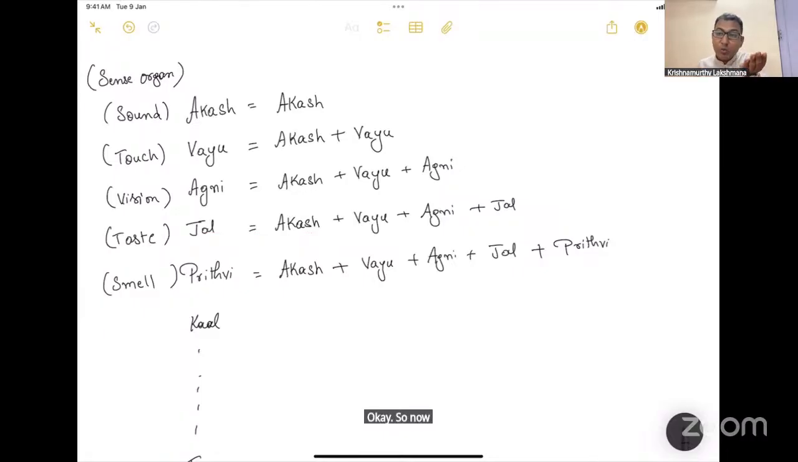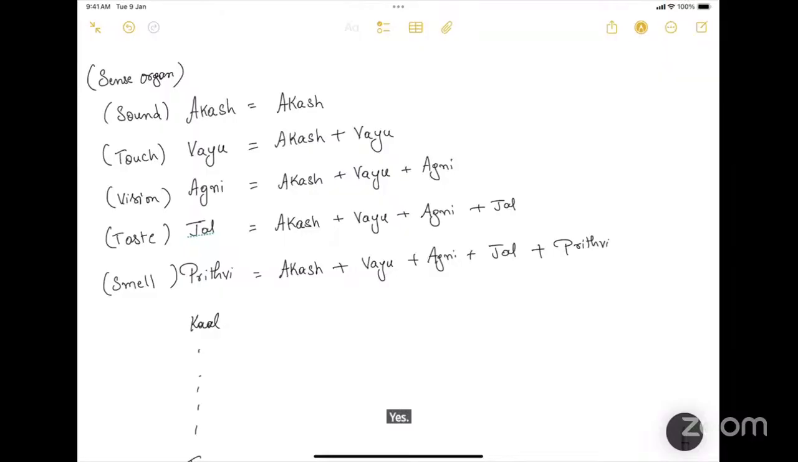So now you take water and try to smell it. Will it have smell? But if you take earth and smell it, will it have smell? Yes, smell.